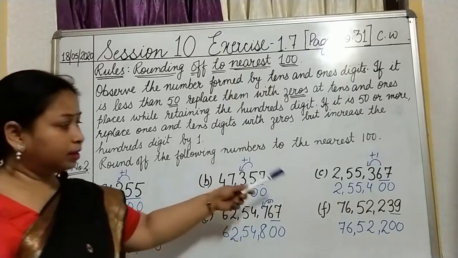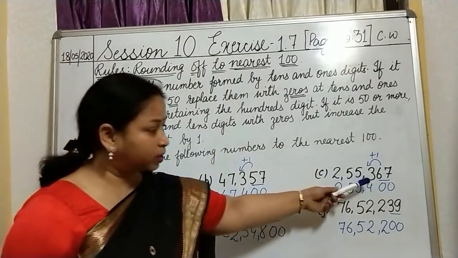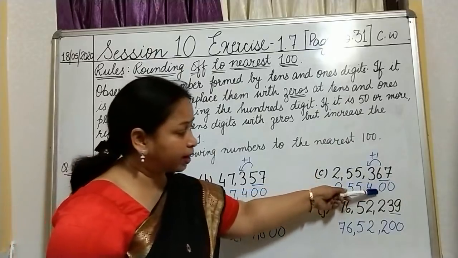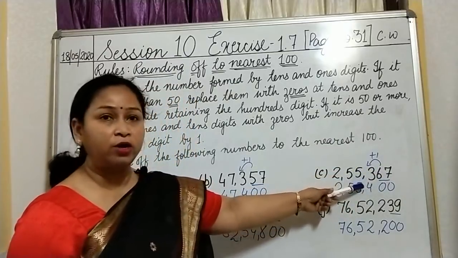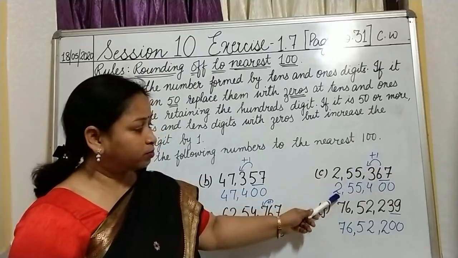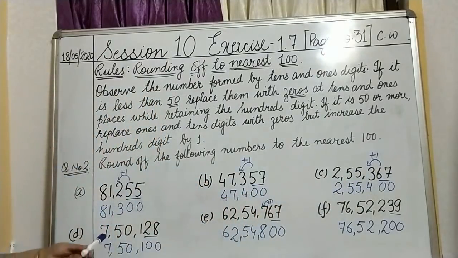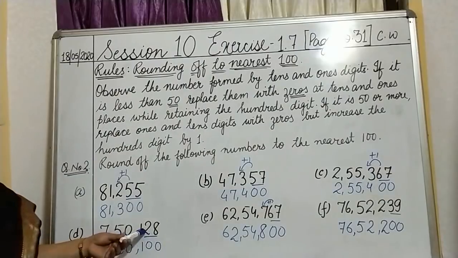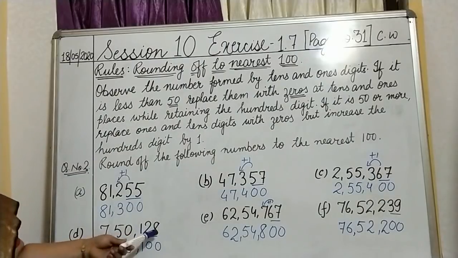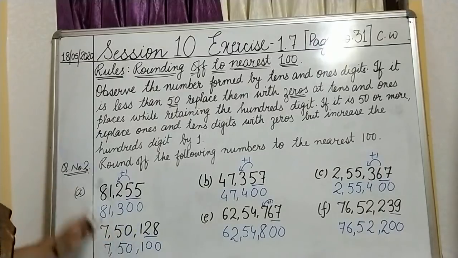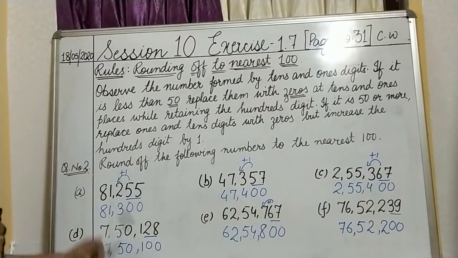47,400. The next one, question number C, as you can see 67 is underlined, more than 50, so we write 00 and increase 1 to the 100 place. So it becomes 2,55,400. Whereas question number D, we have the number less than 50, which is 28. So it remains 00 over there, and the digit at the 100 place will remain as it is without any change. So the answer is 7,50,100.